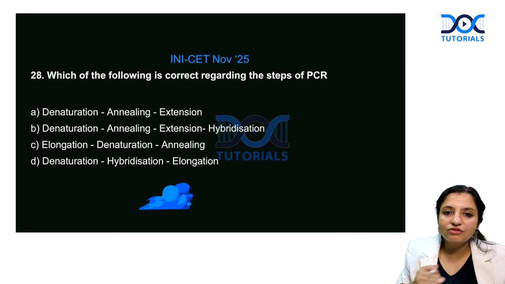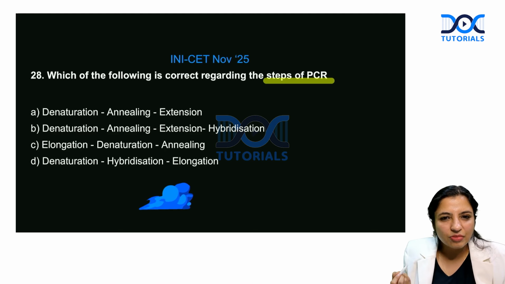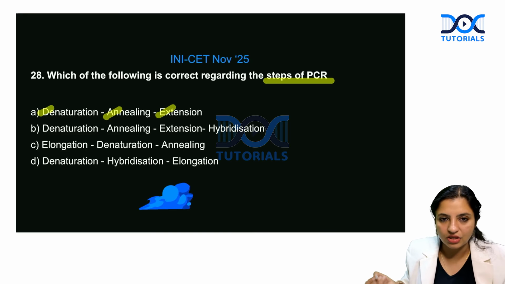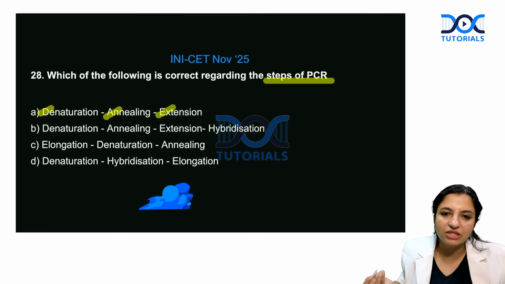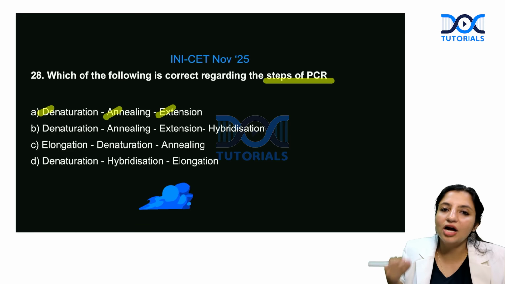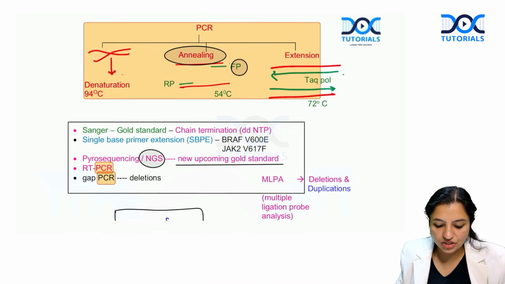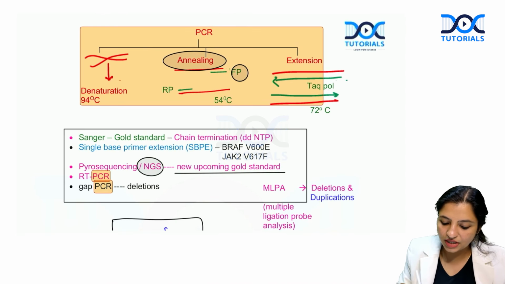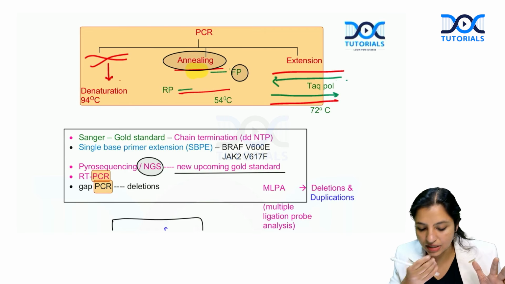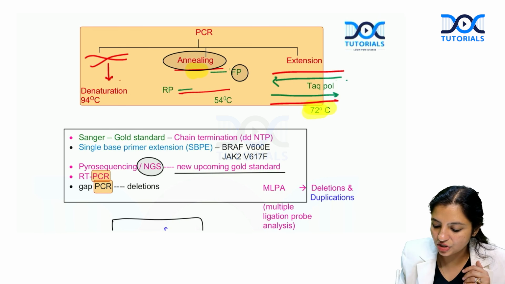Now, which of the following is correct regarding steps of PCR? So we always remember DAE: denaturation, annealing, and extension. Hybridization is not a feature of PCR. Hybridization is a feature of FISH. So we don't do hybridization in PCR. Remember, we always do denaturation first, which is done at 94, and then we anneal, and when we anneal, we do it at 54 degrees centigrade, and then we extend with the help of Taq polymerase, which is at 72 degrees centigrade.